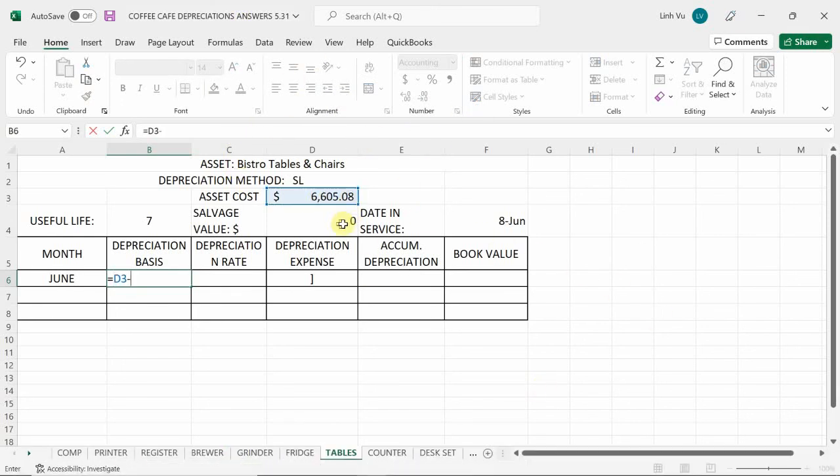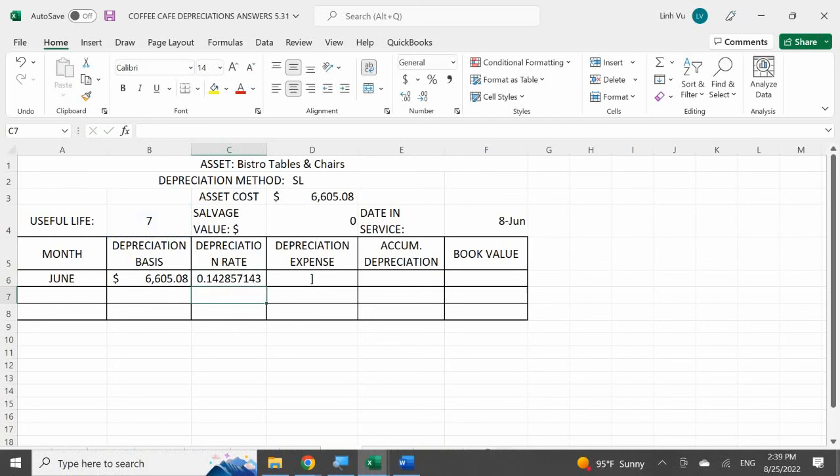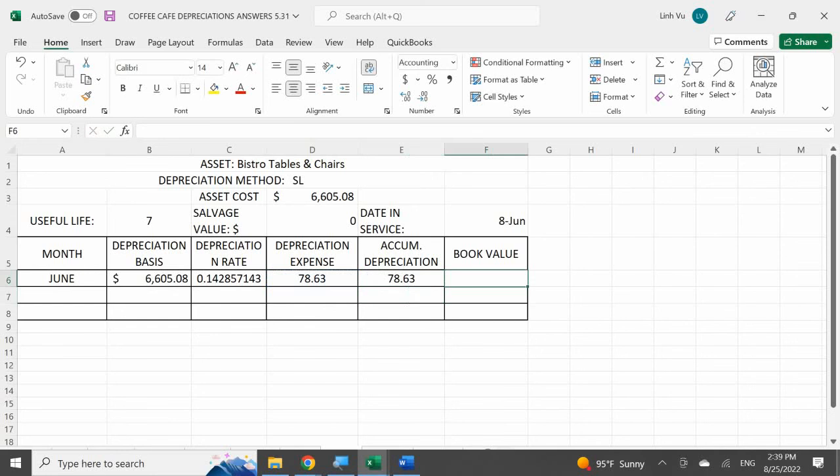6,605.08. Yes, because there's no salvage value. Okay. What is my depreciation rate? 0.1428571. Good. So in this case, what is my depreciation expense for the month? It would be $78.63. Okay, good. So therefore, what is my book value?